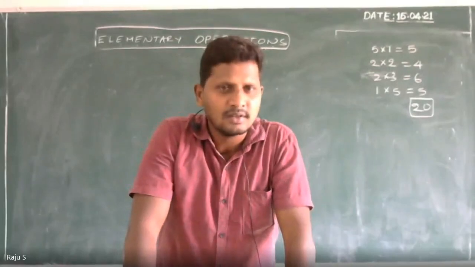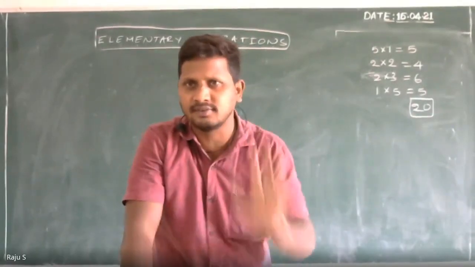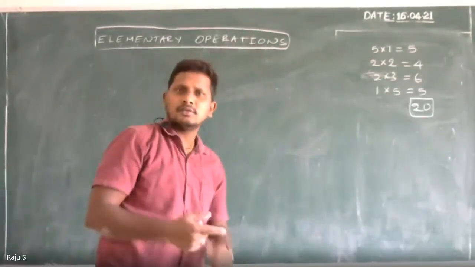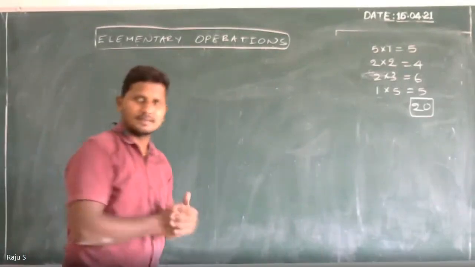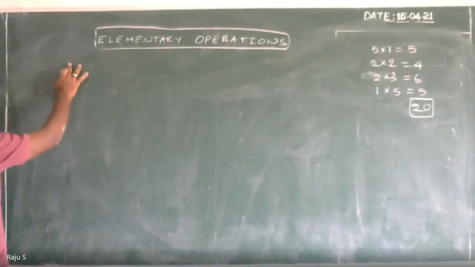First apply the elementary operation, then the determinant becomes very, very easy. So what are the row operations? What are the column operations? Let us see now. I'm going to give some examples also.